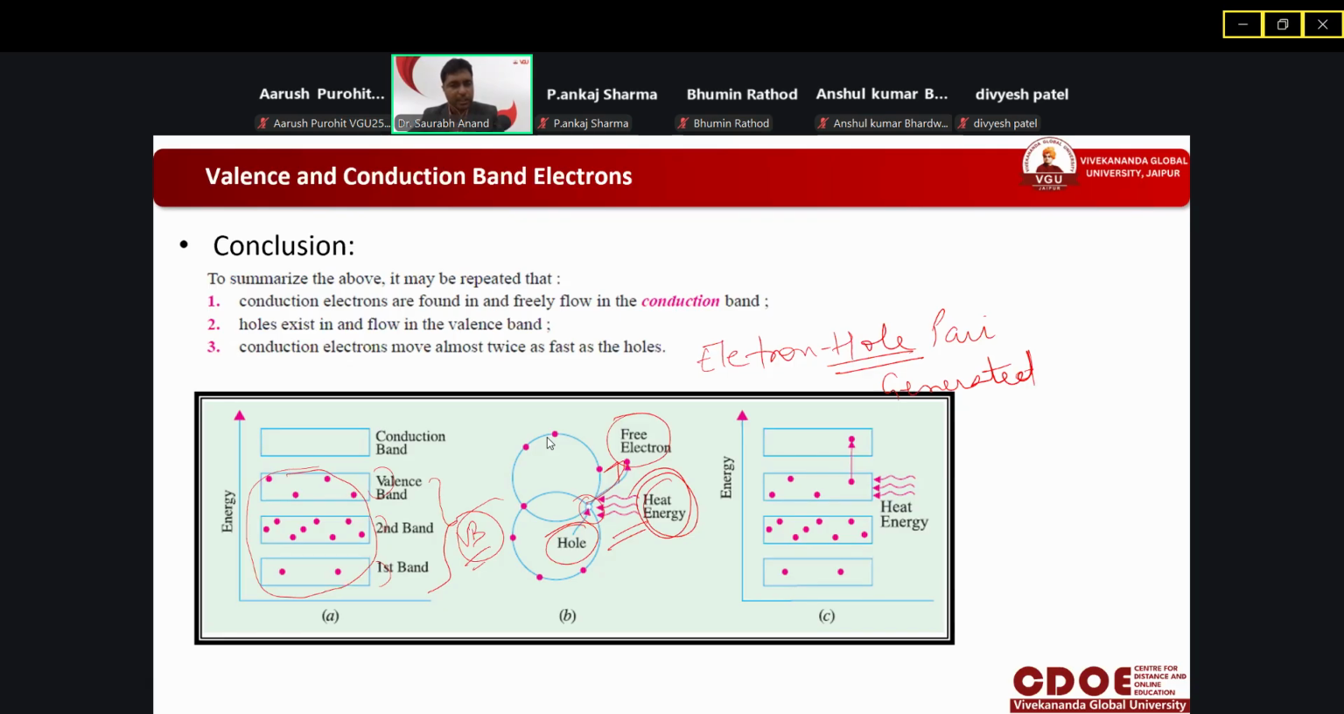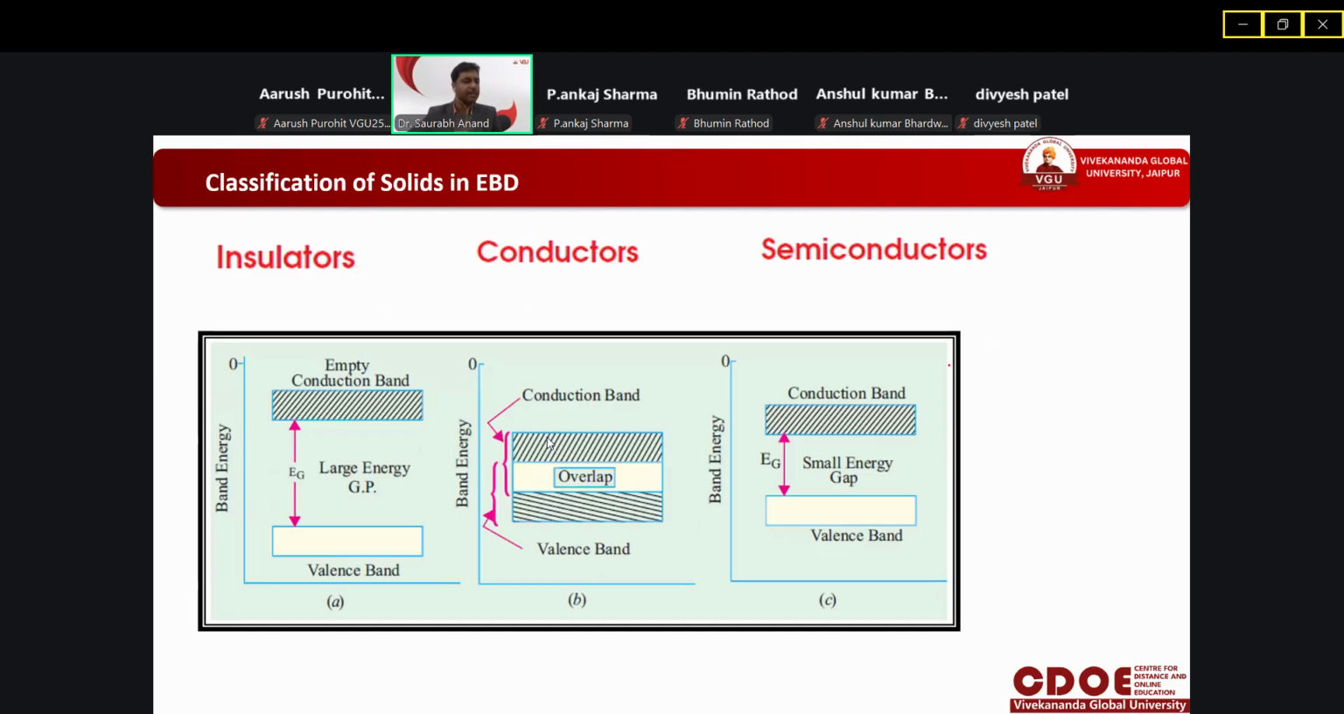Got it? So these are the same diagrams that we have already discussed. In case of an insulator, the gap is very large. In case of a semiconductor, it is small. But in case of a conductor, this is overlapped. We have already discussed all these diagrams in detail. Clear? So there is no need to explain again.